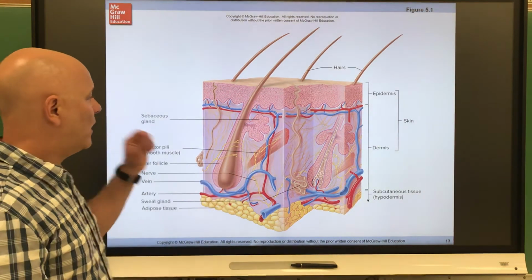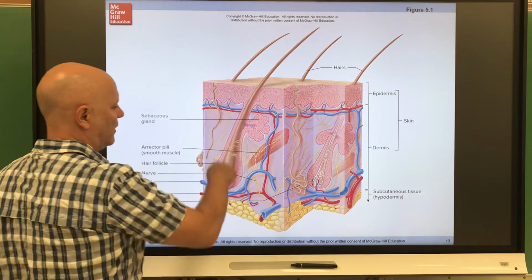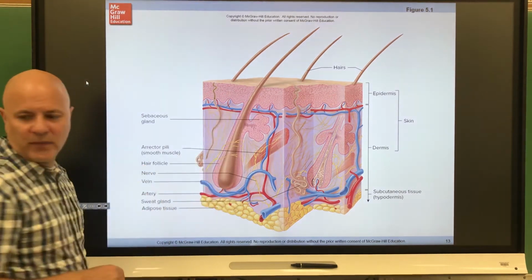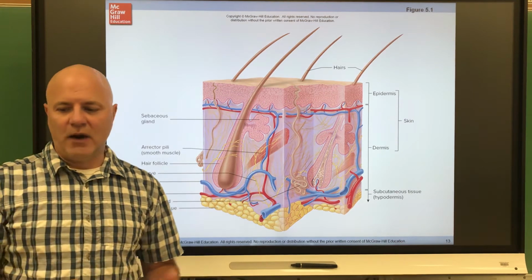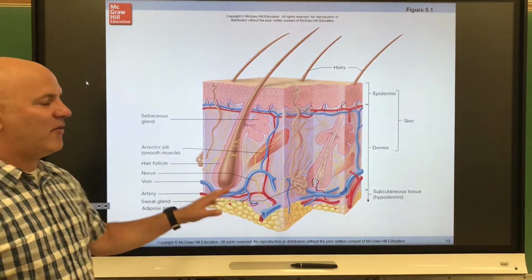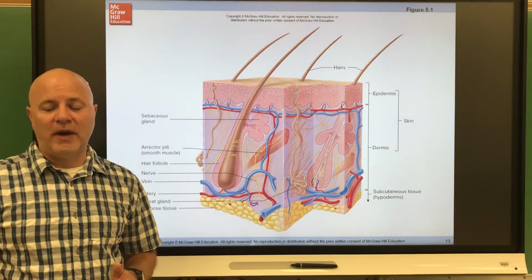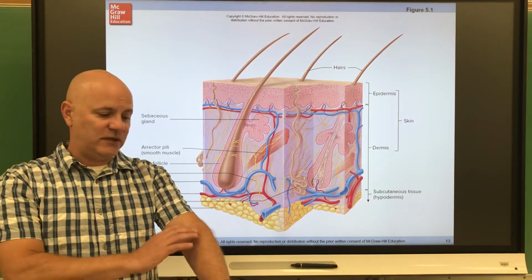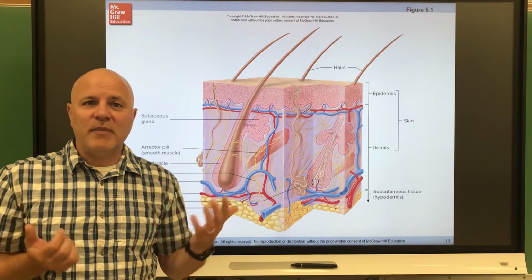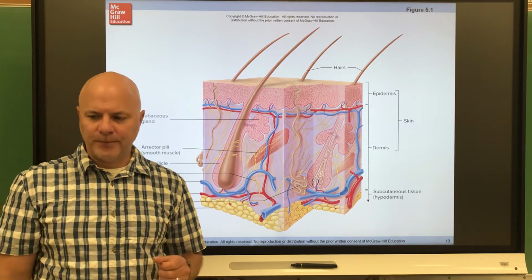Okay, so next are hair follicles. So this is showing a hair follicle right here. A hair follicle is a tube-like depression in the skin in which the hair develops. Now, we have about 5 million hairs on our body. Most of that, 98%, are on our general surface. So this surface, not our head. Only about 2% is found on our head.